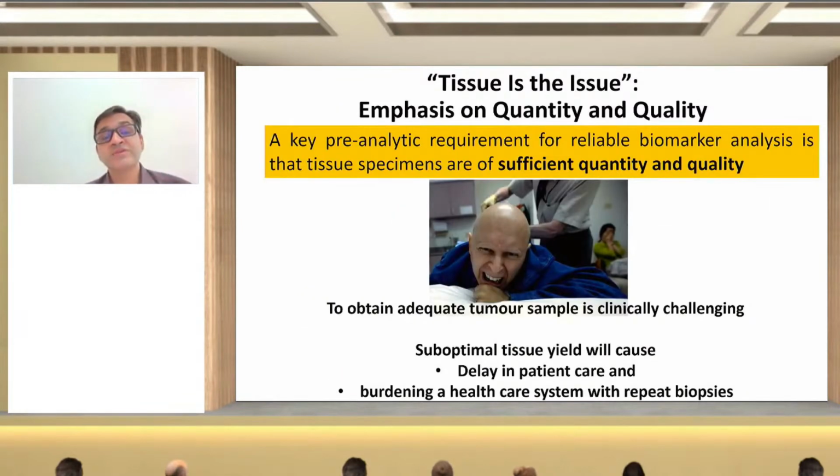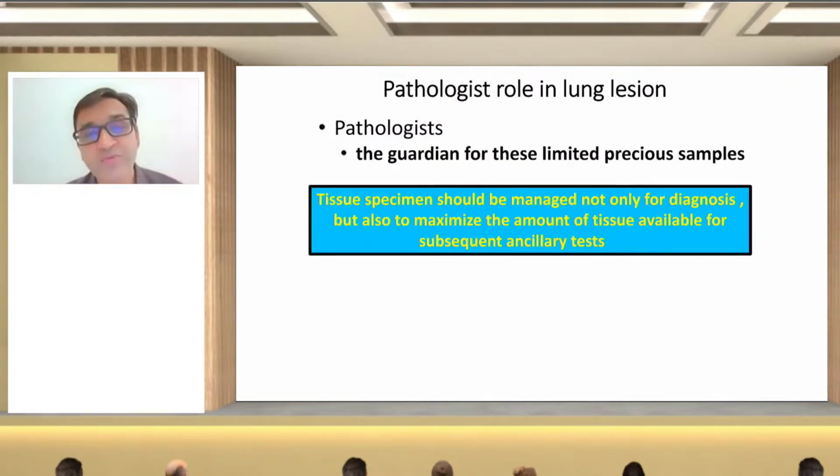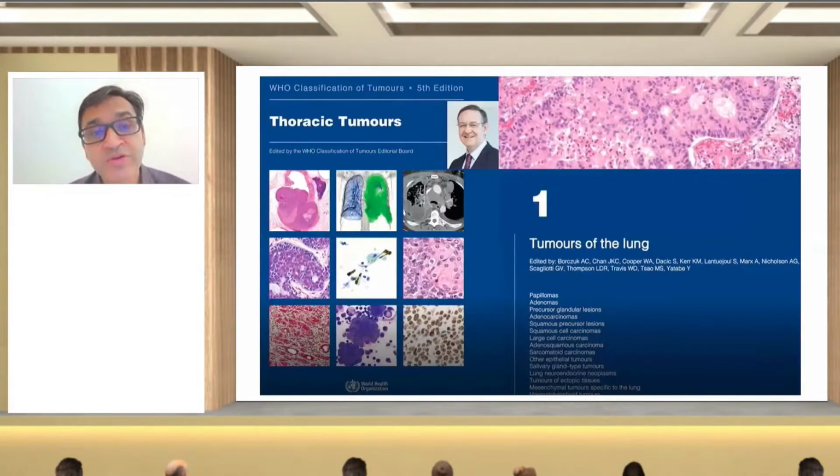And as you can see, these tissues are very tiny, and many times it becomes very crucial for the treatment decisions. Hence, the role of an interventional radiologist and close interaction with them is very relevant, because the handling of these tissues right from their retrieval is very crucial. And as a pathologist, we have to act as a guardian of these tissues so that we can provide maximum information to the clinician.